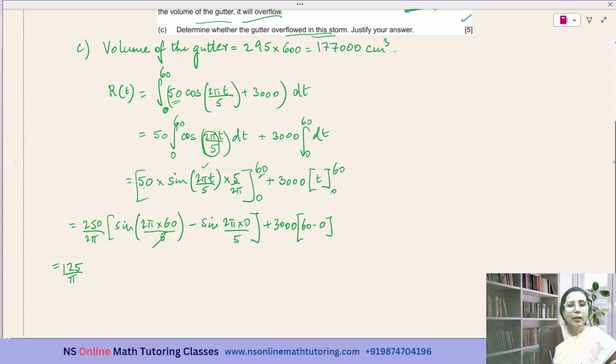Here 2 times 12 is 24π. It doesn't matter what the multiple of π is, odd or even: the sine of nπ, whether n is even or odd, gives us 0. So this is 0. And 2π times 0 is 0, and sine of 0 is 0. So this part doesn't give us anything. And 60 minus 0 is 60.